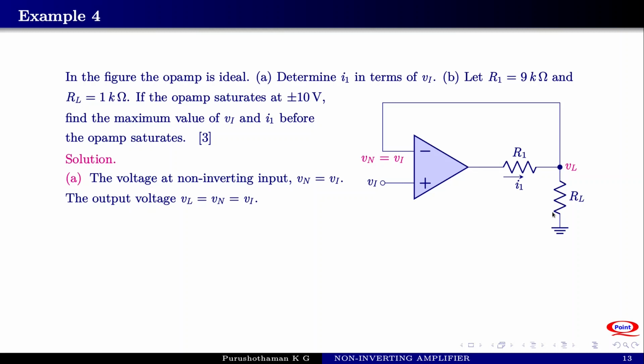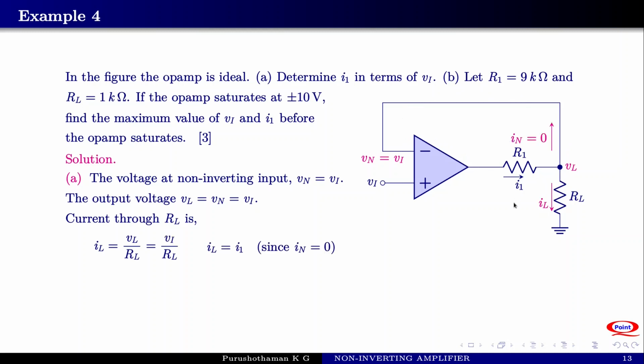So what will be the current through RL? Current through RL will be equal to Vi by RL, because VL is equal to Vi. So the current through RL is equal to VL divided by RL. That is the current flowing through this resistance, and that current should be equal to I1, because there is no current possible into the input of the operational amplifier. So I1 also is equal to Vi by RL. This is the first part, I1 in terms of Vi. The current I1 is equal to Vi divided by RL.